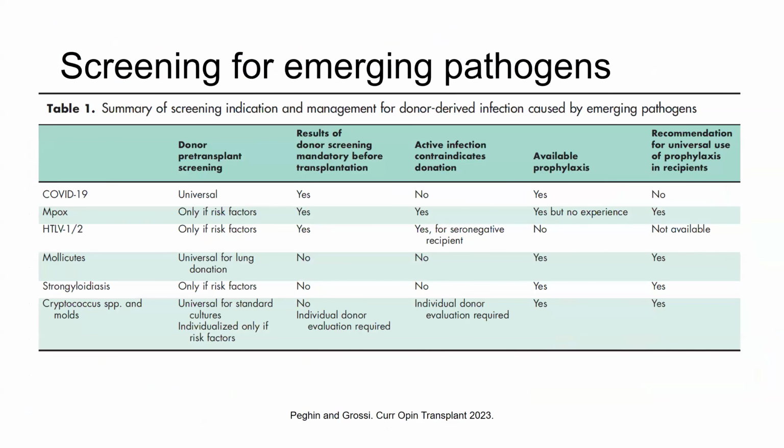I wanted to turn a little bit towards the emerging pathogens. So in this table, it talks about more recent years' important emerging pathogens, such as COVID, Mpox, HTLV1 and 2, the molecules, so that would be the Mycoplasma hominis and Ureaplasma species, Strongyloides, and Cryptococcus and mold. So I won't read out all the columns, but I just wanted to highlight this provides a good way to think about the risk stratifications.